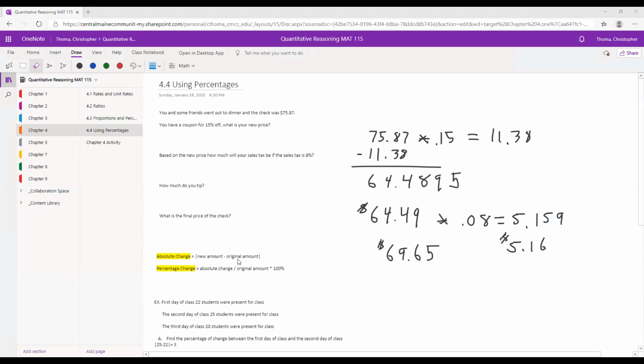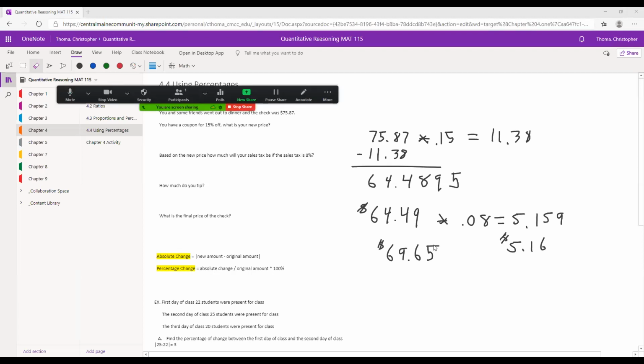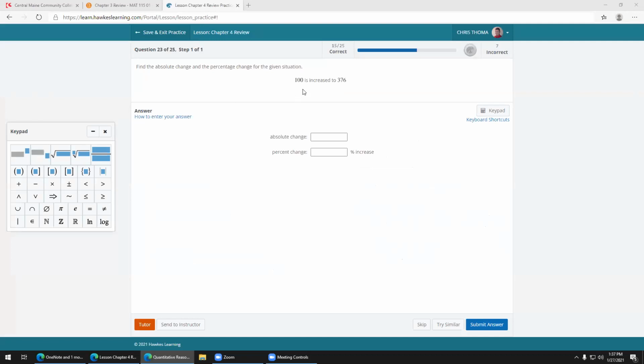Absolute change is the new amount minus the original amount, and I take the absolute value. Percent change is the absolute change divided by whatever the original amount is, times 100%. So that's what we're going to do here. So I'll go back to my example. So we need to define the original, which is the first number. So 100 is increased to 376.